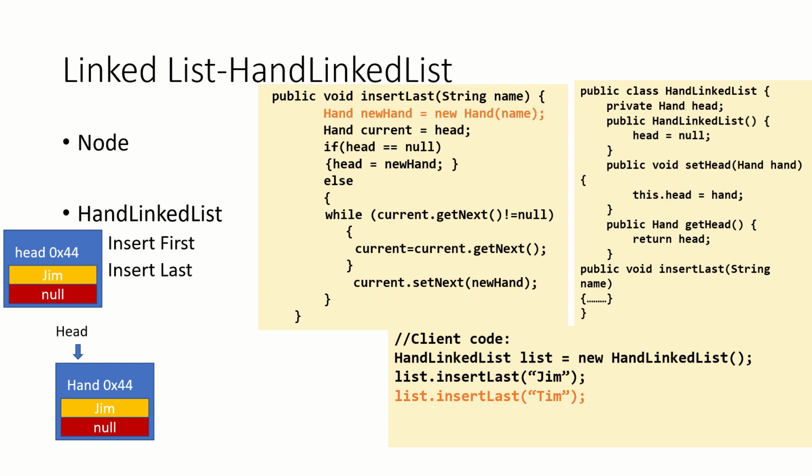We create a new one named Tim, right? Then we assign the head to the current. Okay, who is head right now? Jim, right? So current is Jim, right? Okay, so we go to the else statement. In the else statement, we try to find who is the tail, right? Right? Okay, so current is equal to Jim, right? So Jim's next.